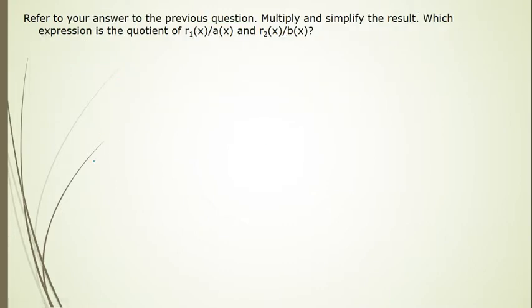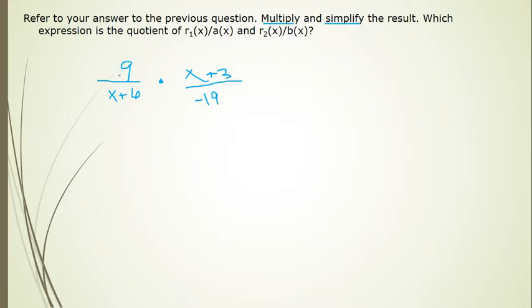Refer to your answer to the previous question. Multiply and simplify the result. Which expression is the quotient of r1 of x over a of x divided by r2 of x over b of x? So let's refer to the last one and rewrite: 9 over x plus 6 times x plus 3 over negative 19. We want to multiply and simplify this result.